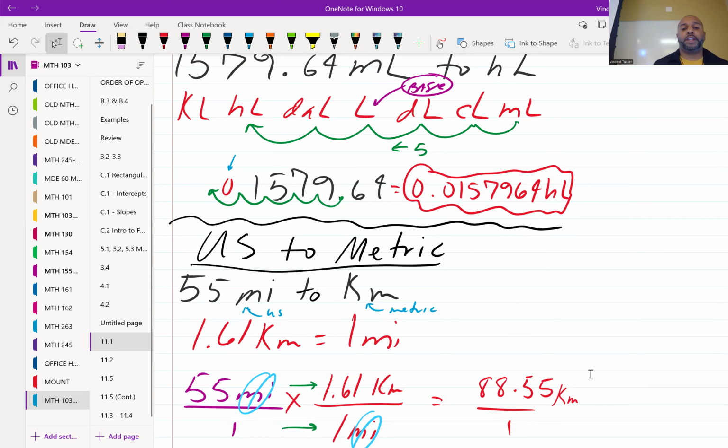So 55 miles to kilometers. The miles are US, kilometers are metric. So that's 1.61 kilometers equal to 1 mile.